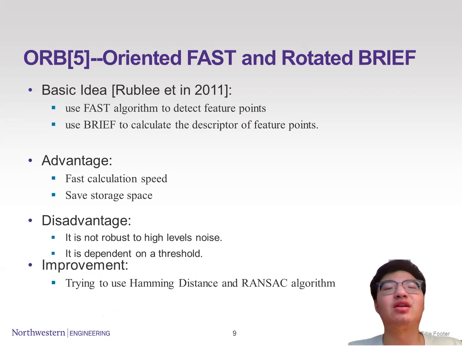ORB uses FAST to detect feature points and uses BRIEF to calculate descriptors of feature points. Therefore, it has fast calculation speed and saves storage space. But it is not robust to high-level noise, and it depends on a threshold. Therefore, BRISK tries to use scale invariance to extract feature points, uses Hamming distance to classify and match feature points, and applies an improved RANSAC to eliminate mismatched points.